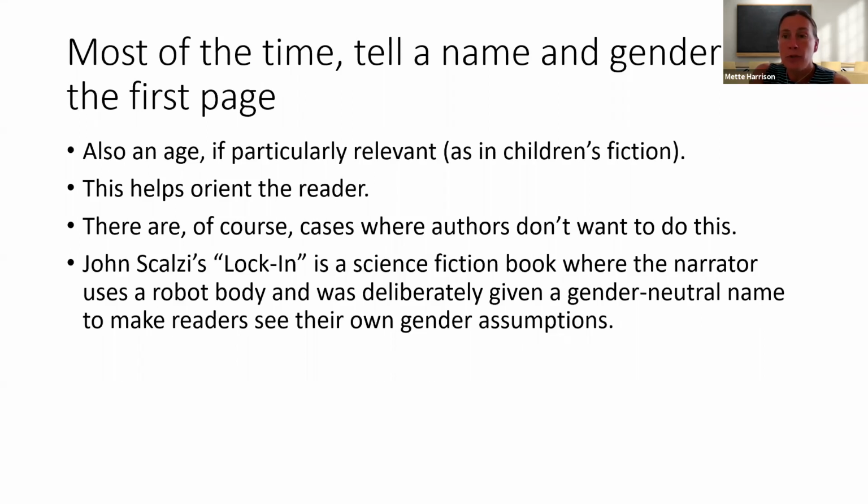There are, of course, cases where the authors don't want to tell you the name and gender or age of a character on the first page. One example of this is John Scalzi's Lock-In. It's a science fiction book where the narrator uses a robot body. Because they have a disease, they are locked in. Their body is in a bedroom. They can't move, but they can manipulate the robot body. So he deliberately gave a gender-neutral name to the main character to make readers see their own gender assumptions. And in fact, the audiobook has a male narrator and a female narrator. You can pick whichever one you want to listen to. It's a weird book, but again, I'm just trying to show you, you have to have an unusual reason to not tell me this information.